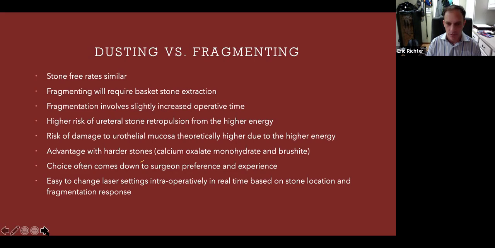There is an advantage with harder stone like calcium oxalate monohydrate and brushite with fragmenting, but the choice really is surgeon preference and experience. And as I said at the beginning of the slide, you can change the settings easily. So you can have essentially a dusting setting on your right pedal and a fragmenting setting on your left pedal, and just go back and forth.